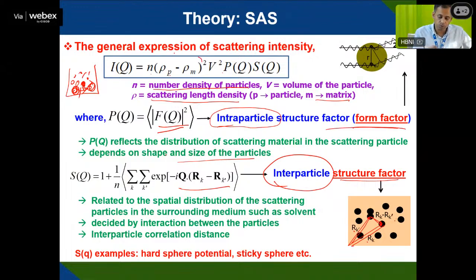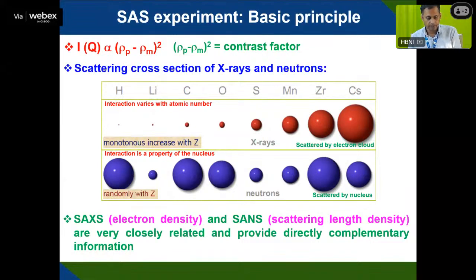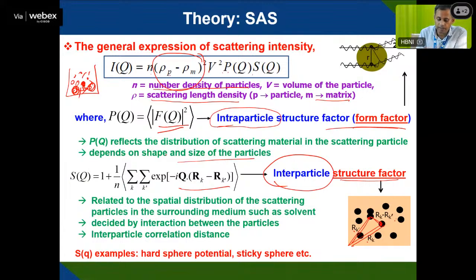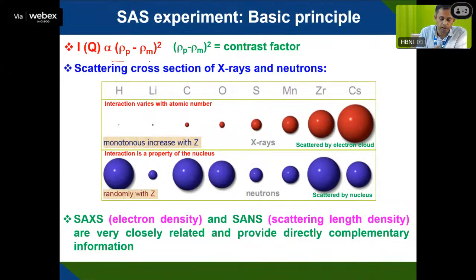So it mainly depends upon this rho p minus rho m, that is nothing but the contrast of the particle. In case of scattering techniques we call it contrast, that is the scattering length density of the particle minus that of the matrix. As I told, if you see this terminology, V squared, PQ and SQ, there may be an N which you consider as a constant, and only IQ is proportional to PQ, proportional to rho P minus rho M squared. So this whole square, rho P minus rho M squared, is called the contrast.